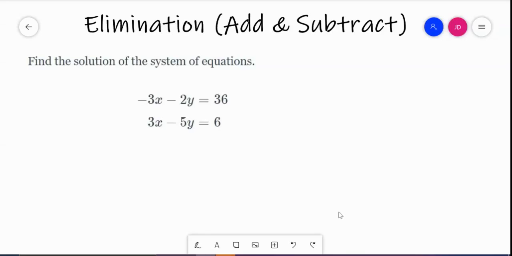In today's video, we are going to be solving systems of equations using the elimination method. And more specifically, we're going to be adding and subtracting these systems in order to solve for the variables.